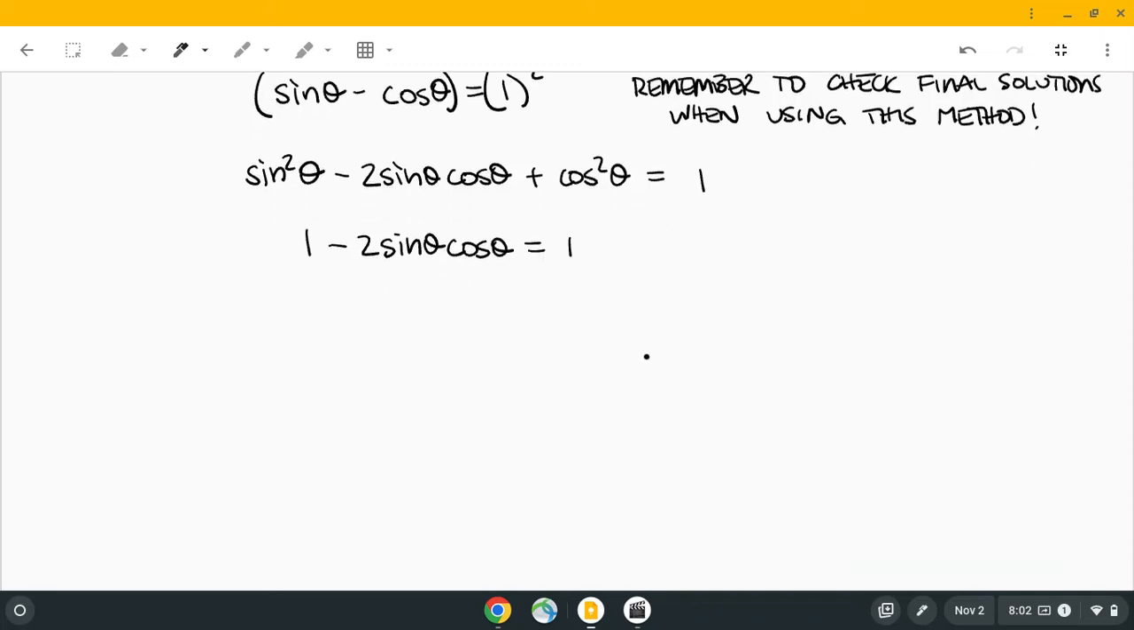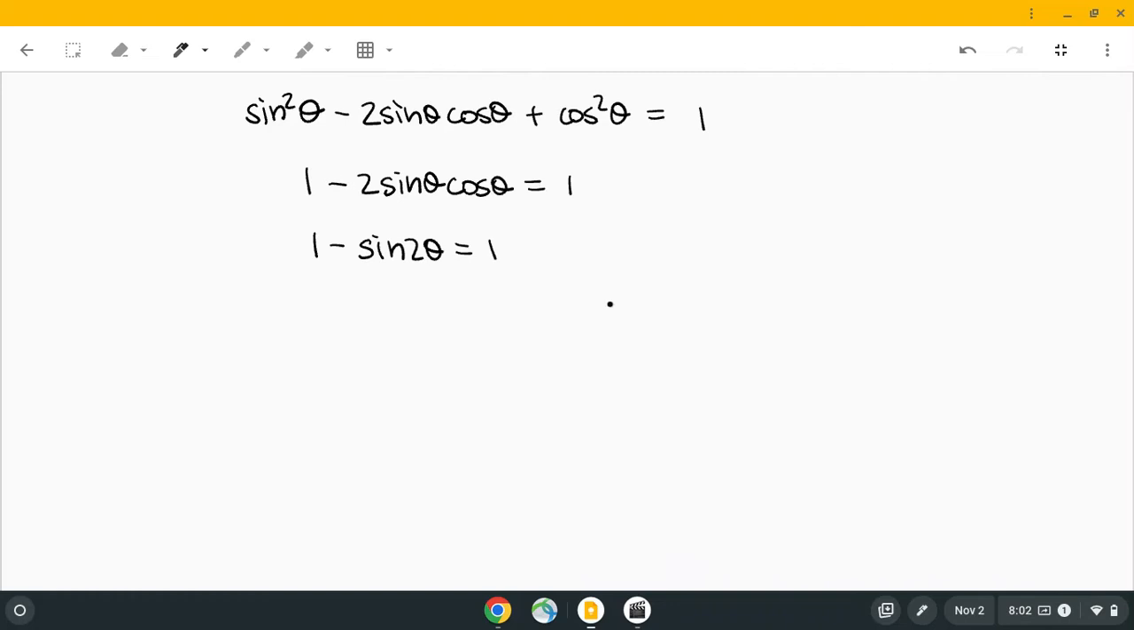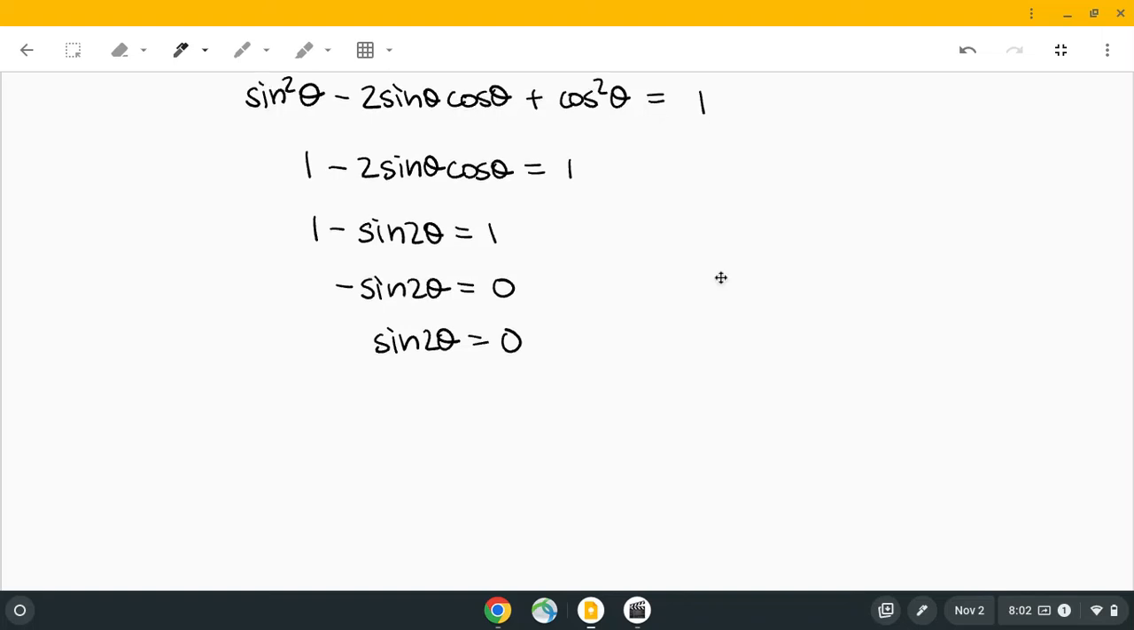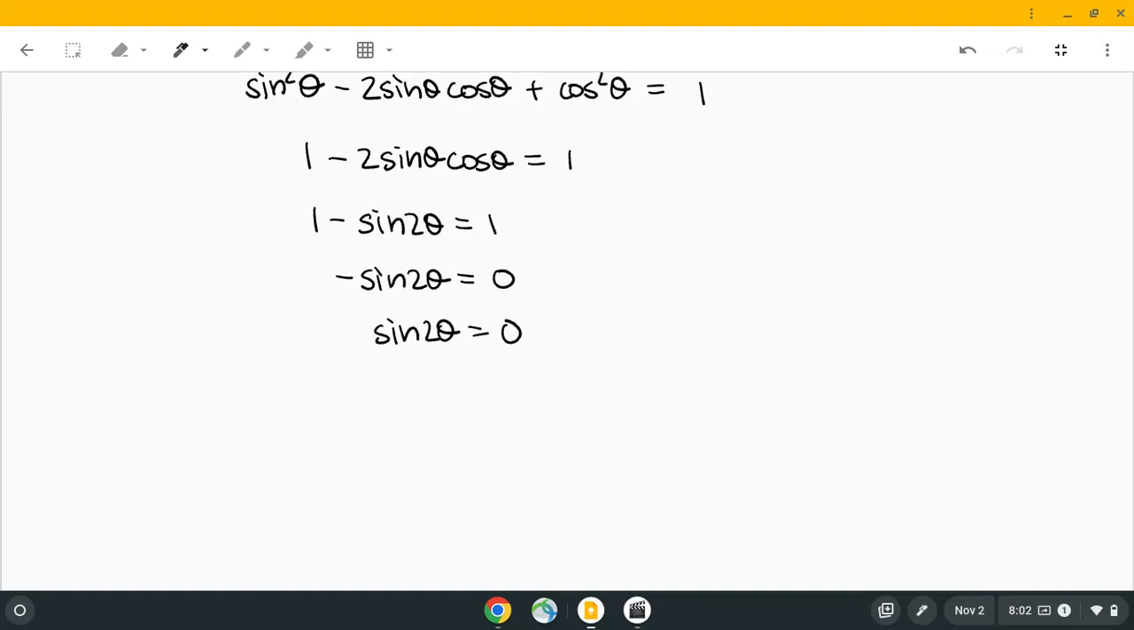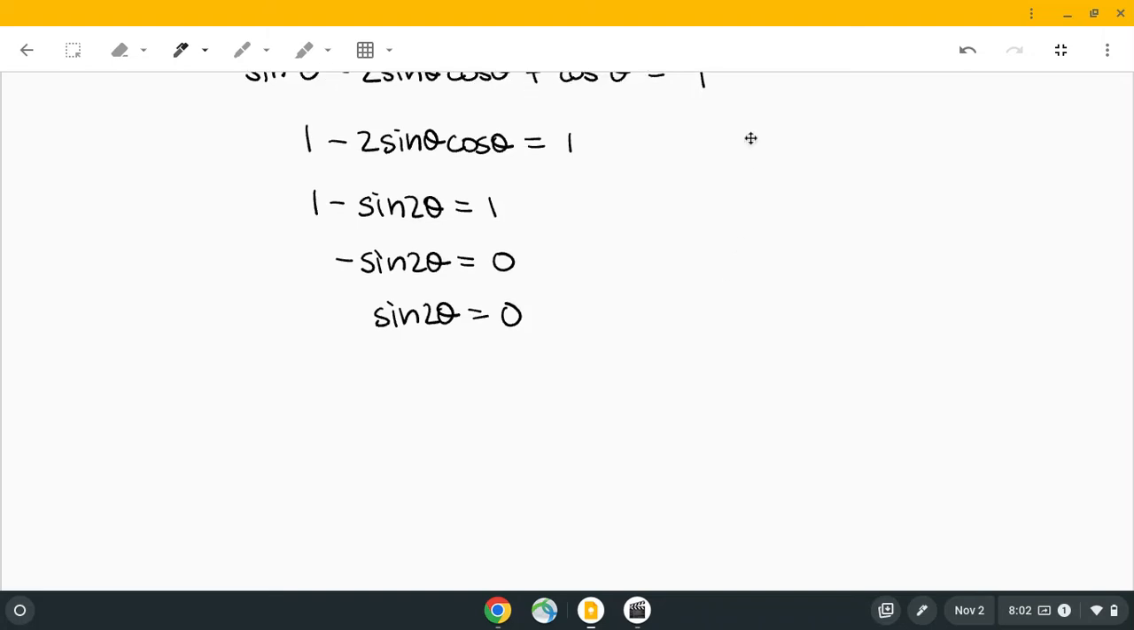This is the double angle for sine. So 1 minus sine 2 theta equals 1. Solving for sine, subtract 1 on both sides, and I get 0. And so divide both sides by -1, I still get 0. Okay, so I have this here. All right, so let's see. Sine 2 theta equals 0. When does that happen?